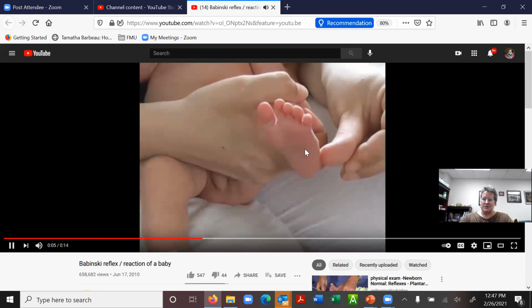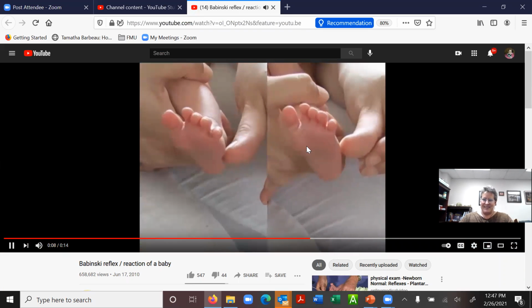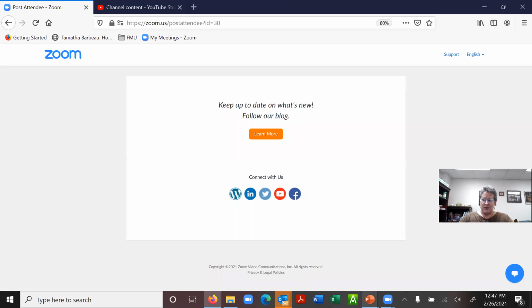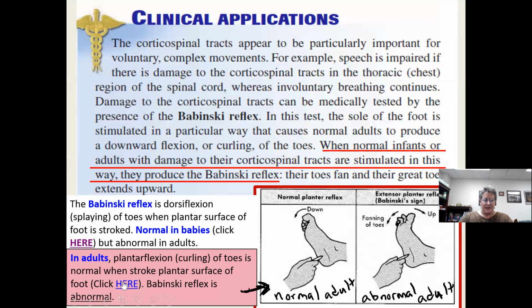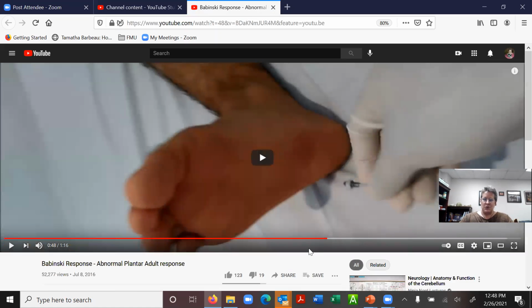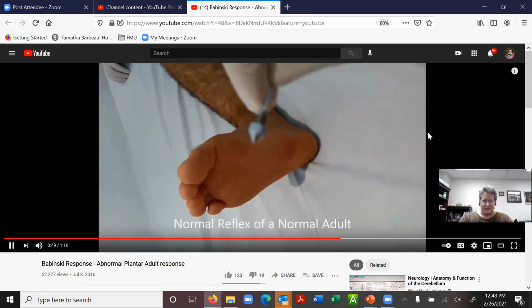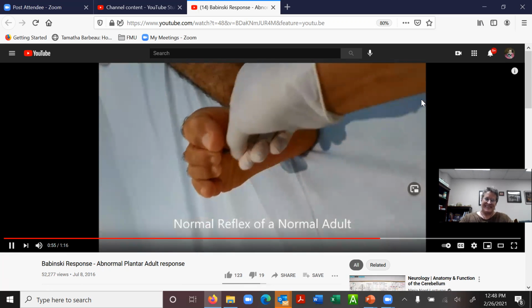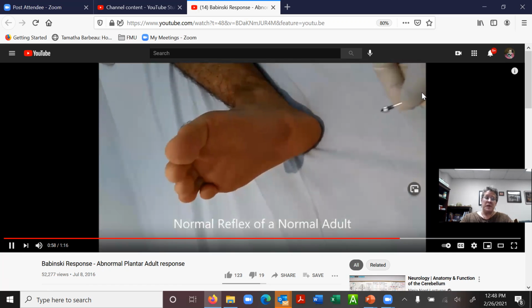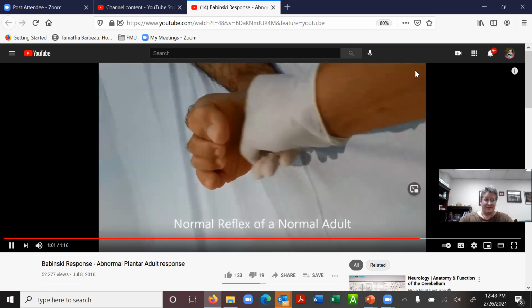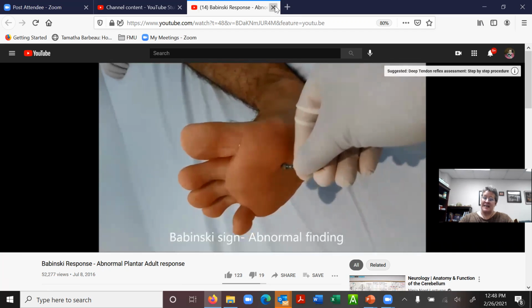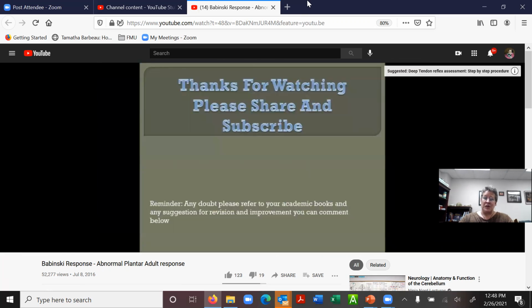See, stroke the foot, toes flare up. All right, that's normal for a baby. All right. Now, for an adult, here's their normal Babinski reflex. Stroke the foot, toes curl down. Ooh, that tickles. All right, that would be normal for an adult. It would be abnormal if those toes flared. See, that's abnormal. That should not happen in an adult, okay?